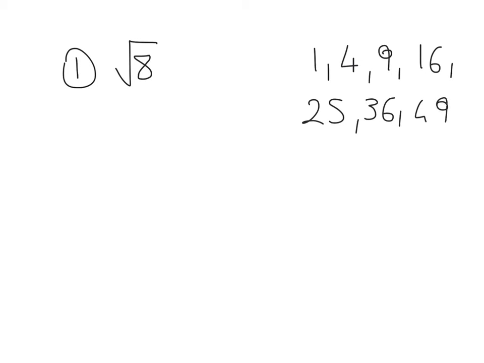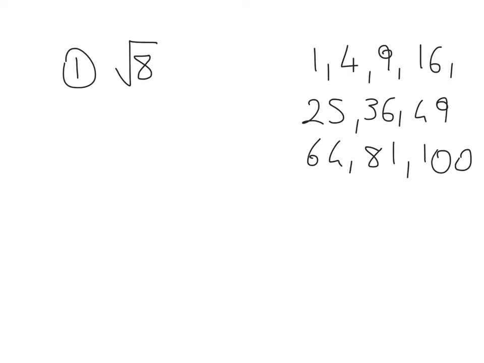So for root 8, first thing that we're looking to think about with surds, good idea when you get a surds question, is to list the square numbers between 1 and 100. That can be useful. So let's just go over these. So 1 times 1 is 1, 2 times 2 is 4, 3 3s are 9, 4 4s are 16, 5 5s are 25, 6 6s are 36, and so on, right up to 10 10s are 100.